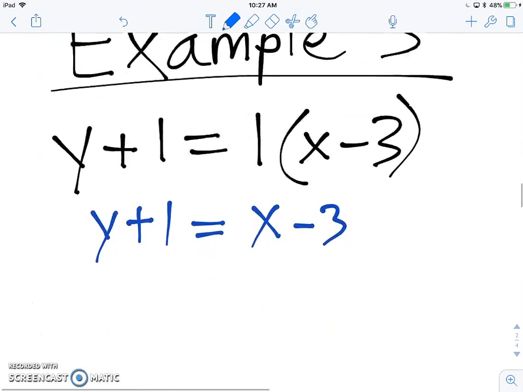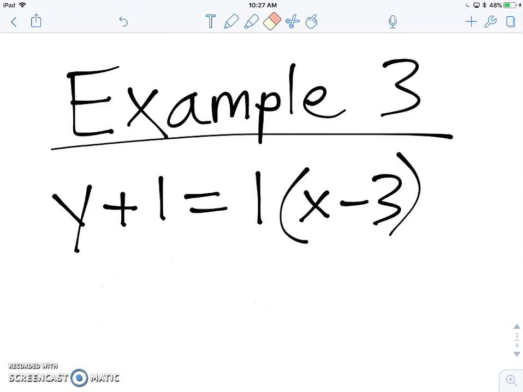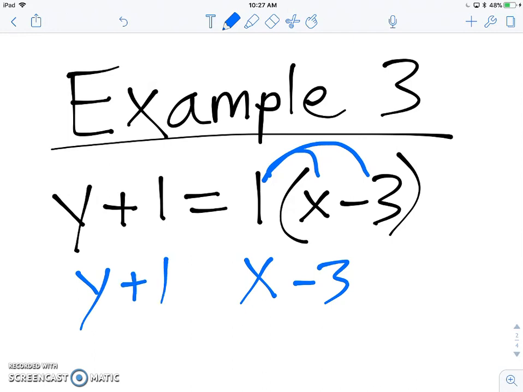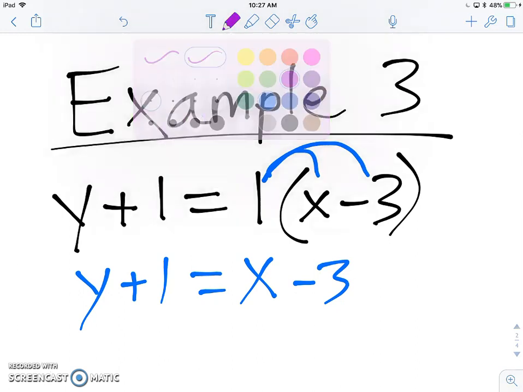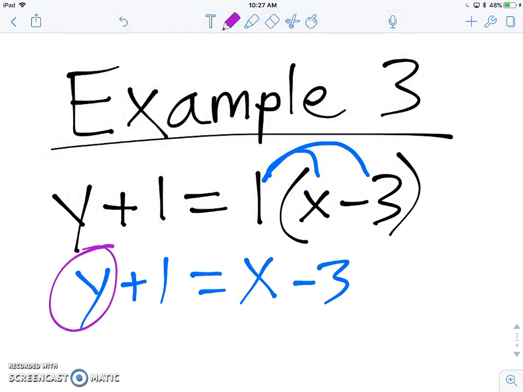So moving on to example 3. Looks like I did not erase everything. So first step here is to once again get rid of parentheses by doing the distributive property. So 1 times x is merely x, and 1 times negative 3 is negative 3. So we have y plus 1 equals x minus 3. I need to isolate my y all by itself. So in order to do that, I use the inverse operation to remove the 1. So that cancels, and I'm left with y.